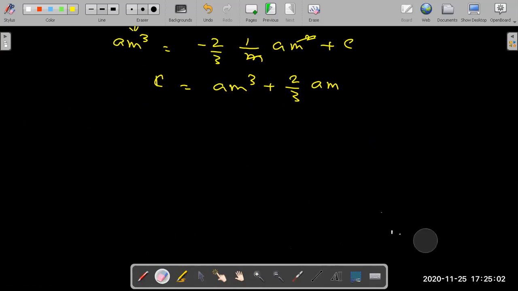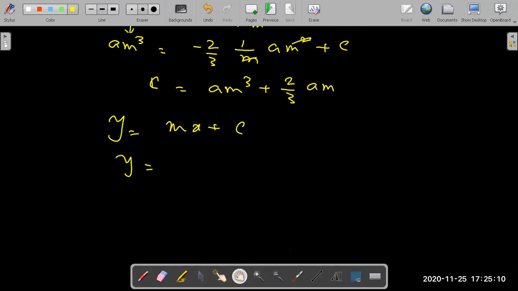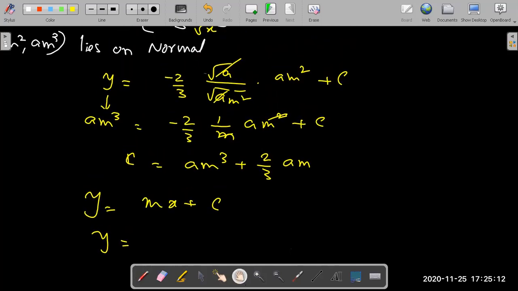So with the c value obtained, we just need to put it into y = mx + c. So y = mx + c. The m value, we go back a little bit. The m value with the substitution of this is minus 2 by 3m, that is minus 2 by 3m. This is this, and the x value is this, and plus the c value, which is am cube plus 2 by 3am.